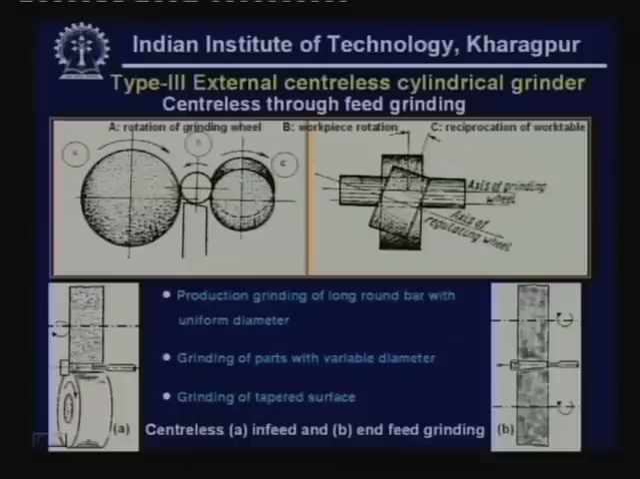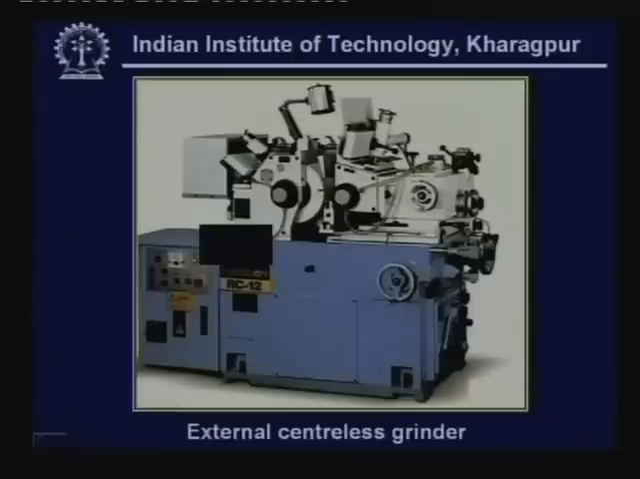We have also the end feed grinding as is illustrated here. In this case, this is particularly used for grinding a taper on a workpiece. We have this feeding, there is a stopper which controls the length. However, in this case, we need the particular taper form also done on the grinding wheel as well as on the regulating wheel. So, this is the actual picture of a centerless grinder. There we have the grinding wheel and this does not have any center support. So, long rods are used for grinding in this machine.